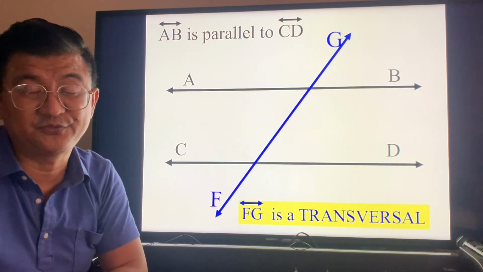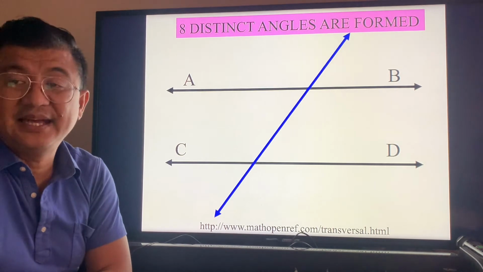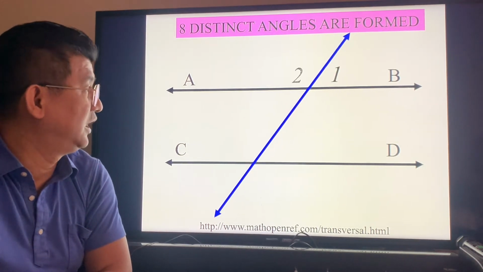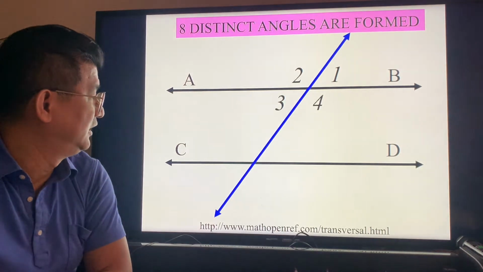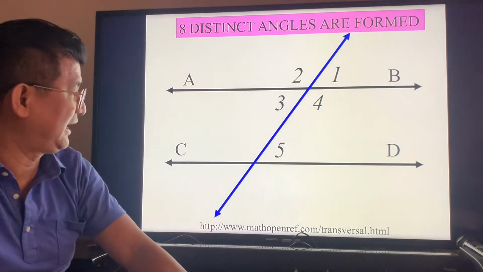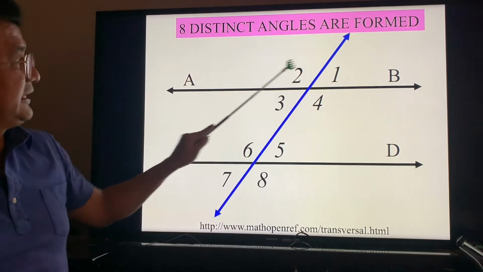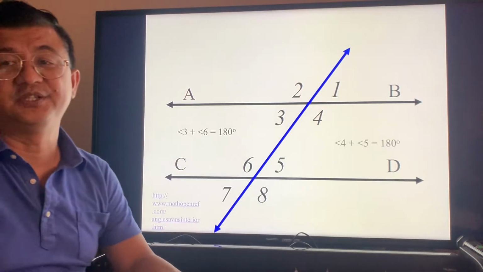FG is my transversal. There are 8 angles formed by this transversal. What are they? Angle 1, 2, 3, 4. On the other side, we also have 5, 6, 7, and 8. So these are the angles formed by the transversal.